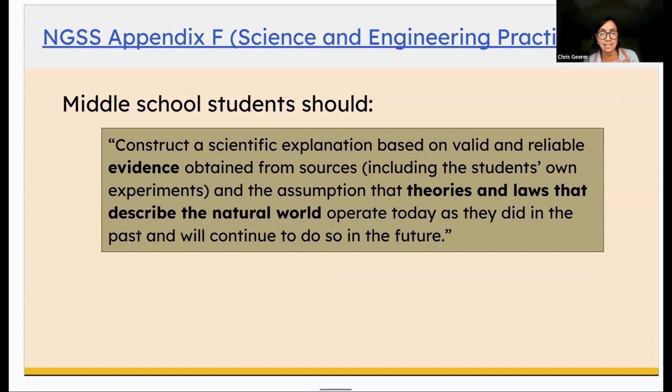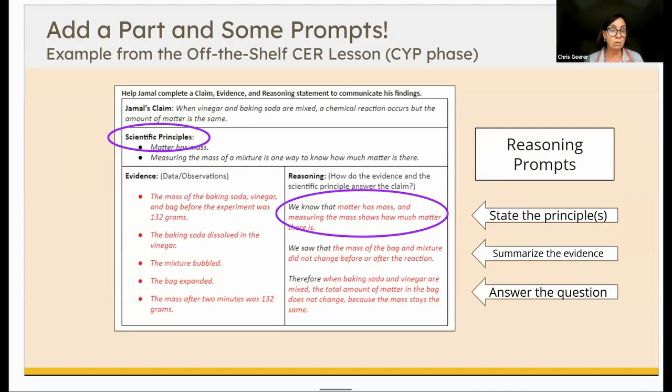And sure enough, the framework, in the descriptions of the behaviors for the CER, one of those bullets says they should be able to construct an explanation based on evidence and the assumption that theories and laws that describe the natural world operate today as they did in the past and will continue to do so in the future. I was like, all right, they're admitting theories and laws, the science principles that we know, should be part of this. So what we did was we decided that in our framework, we're going to add a part.